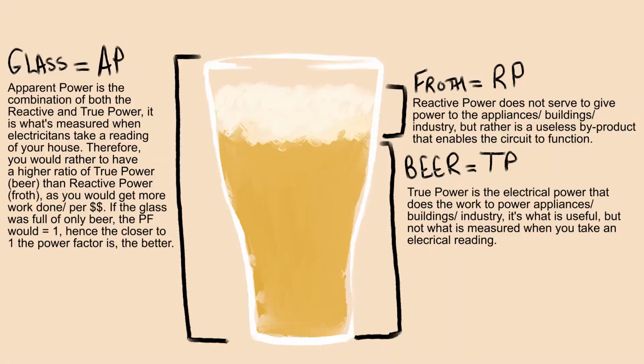As seen on this homebrew diagram, the beer in the glass is representative of true power, which is the electrical power that does the work in a device. The head of the beer represents reactive power, which is useless when it comes to providing power but serves other functions within the circuit. The glass itself is indicative of apparent power, which is the combination of both true and reactive power.